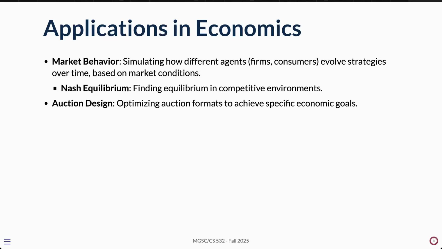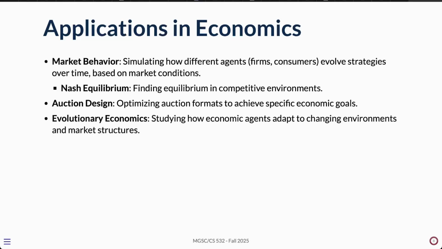Next is auction design. So, how do you design an auction mechanism that achieves specific economic goals? You want to maximize revenue, make sure that there's fair allocation, minimize bidder collusion. Traditional mechanism design theory provides some answers, but genetic algorithms can explore much more complex auction formats and bidding rules that we couldn't analyze mathematically.